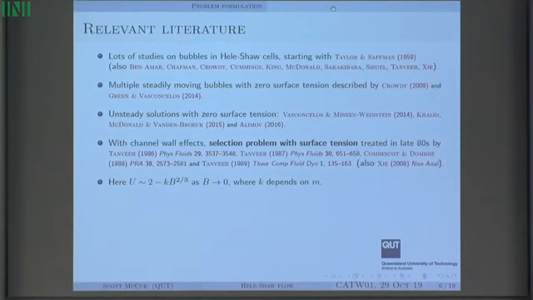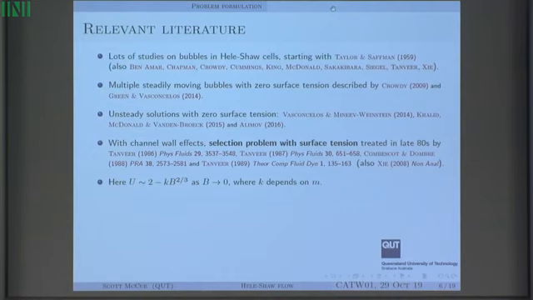Now, going back to that selection problem, the one that I described before, even that problem has been considered a number of times. So the selection problem with surface tension, with the channel wall effect, so an even more difficult problem than the one that I want to talk about, was treated in some detail in the 1980s by Sally Tanveer and a number of others.